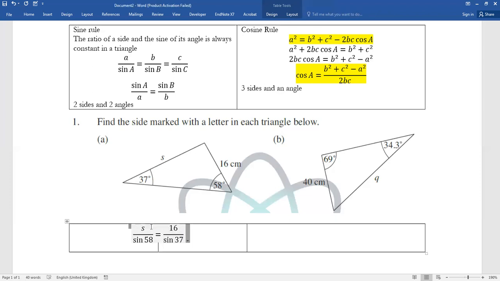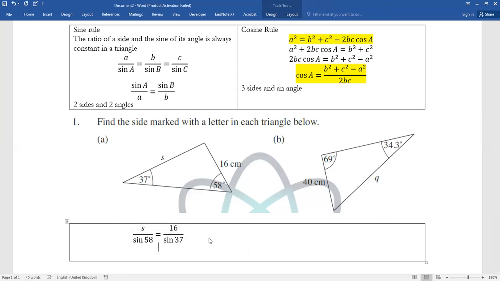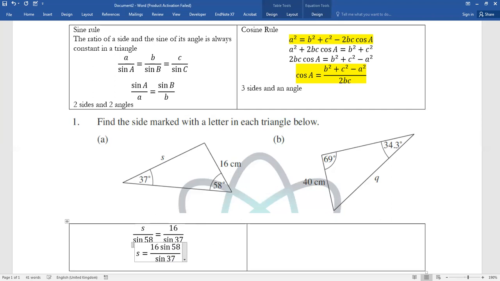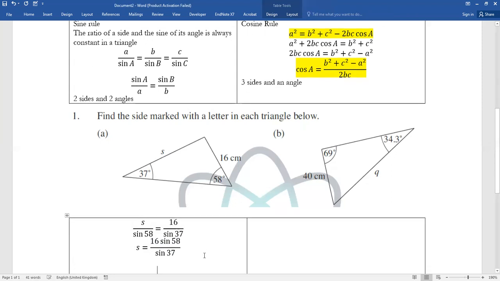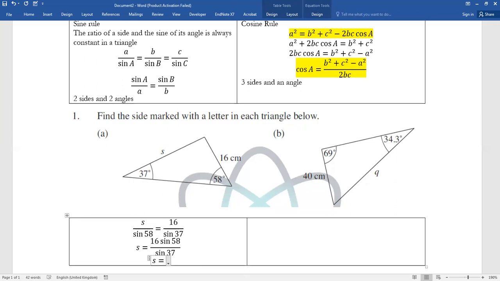No need to use the calculator at this moment. Sine 58 is dividing over here. You can just take it on the other side and it multiplies. So S will be 16 sine 58 upon sine 37. I've already told you the calculator knows when you write 16 sine 58, it takes the entire value of sine 58 and multiplies it by 16 and then divides by sine 37. Now you use your calculator, you'll get a relatively accurate answer without actually writing many decimal places.